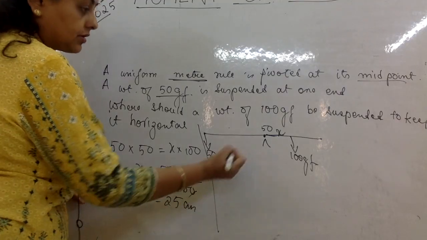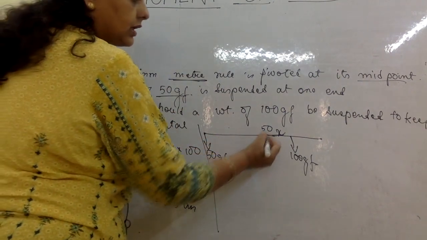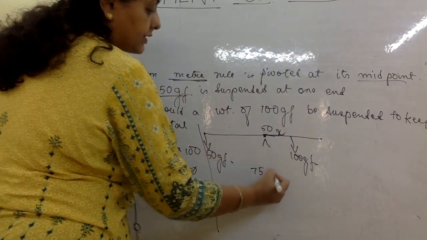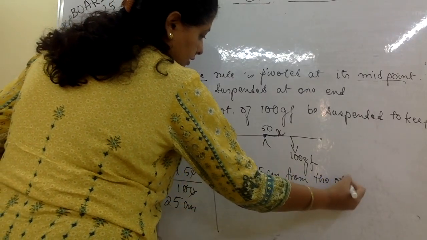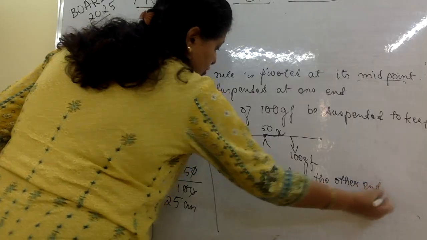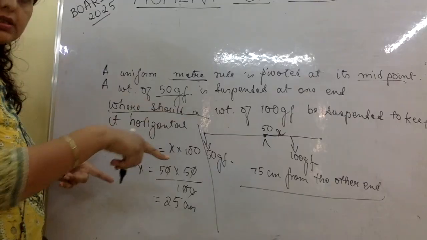25 centimeter. 25 centimeter from where? Be very careful. 25 centimeter from here, that means 75 centimeter from the other end. That should be your answer. Where should the weight be suspended?